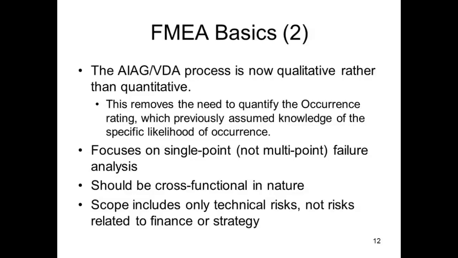So the new occurrence rating is based on the nature of the controls used to prevent the failure mode, as opposed to having to estimate the probability that something will go wrong. It focuses on single point failure analysis and should be cross-functional in nature. Scope includes only technical risks, not risks related to finance or strategy. So, for example, a risk associated with technological change making your product line entirely obsolete is not addressed by FMEA, only the technical risks of the process.